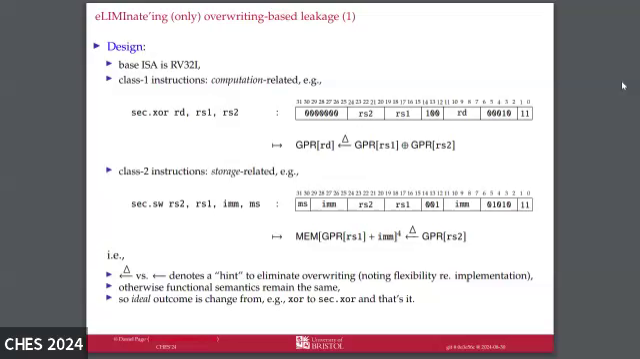So by using the secure XOR instruction, you still have the semantics that say take two operands and XOR them together to produce the result, except that you're also communicating that you should avoid the overwriting effect whilst you're executing this.